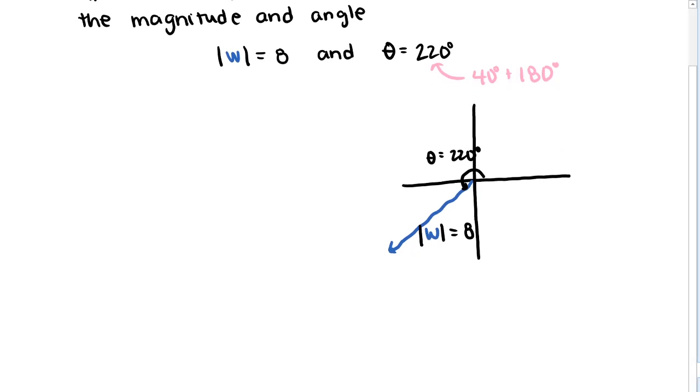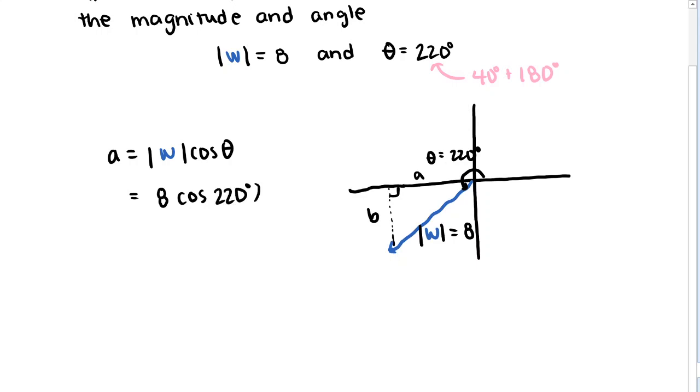Okay, so maybe I should expand my axes a little bit, and we want to include the picture of our triangle here. And we want the horizontal and vertical components of this vector so that we can write this vector in component form. And so if A is equal to the magnitude of W times cosine of theta, well, this is equal to 8 times cosine of 220 degrees.